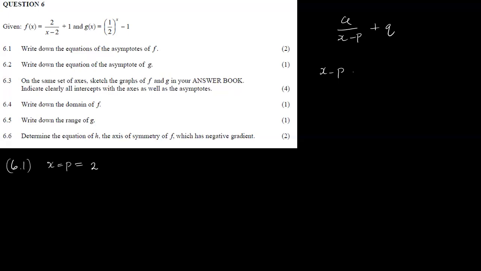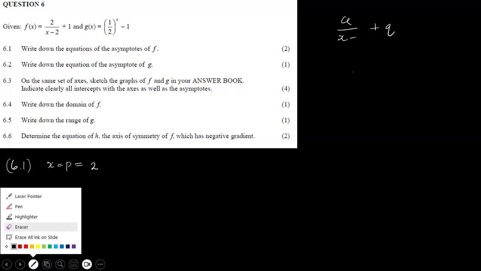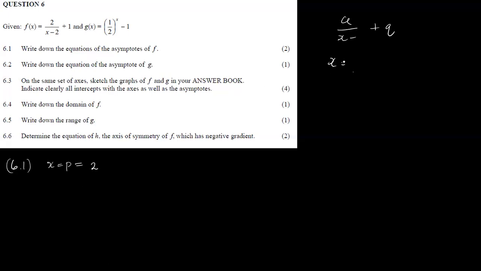When it's like this, this is what you need to know. x is equal to -P. Here we have -P over there. So when you want to determine the equation of asymptote, you're going to say x is equal to -P. So in this case, x is equal to negative, and we multiply that by -2. We take out -2 outside of the bracket, and then our x will be equal to 2.